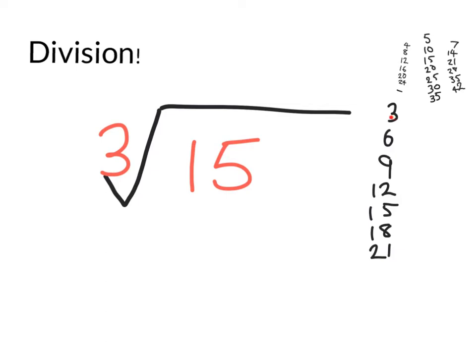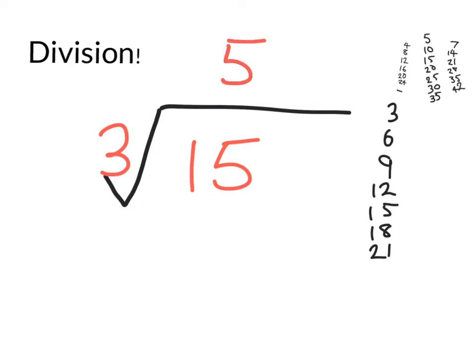So we're up to 3. Our second stop is 6. That's 2 times 3. Third stop is 9. That's 3 times 3. Fourth stop is 12. That's 4 times 3. Fifth stop is 15. And that's what we need. So 5 times 3 is 15, which means when we divide 15 by 3, we get the number 5.